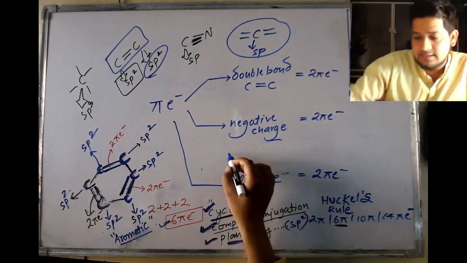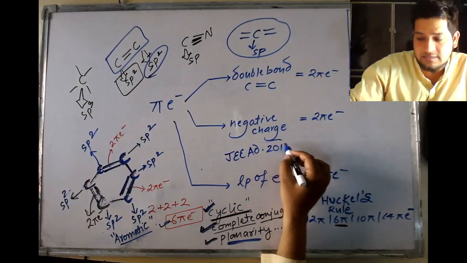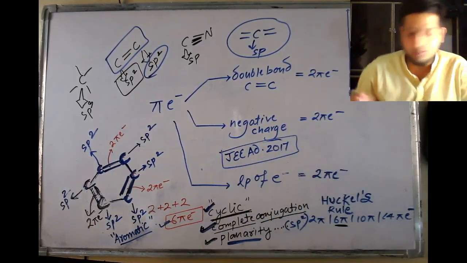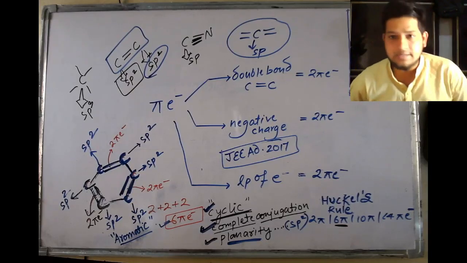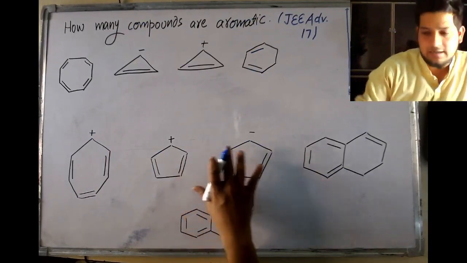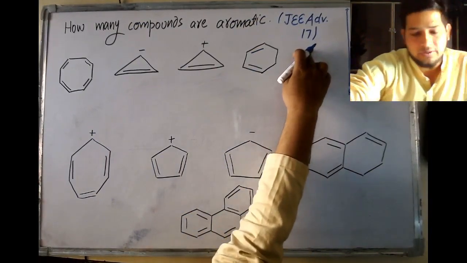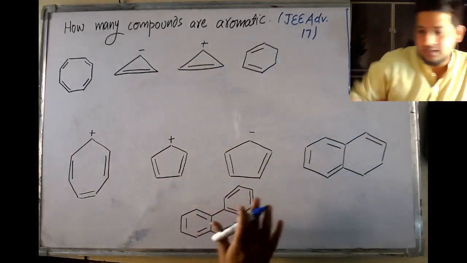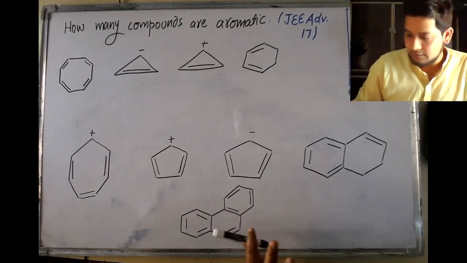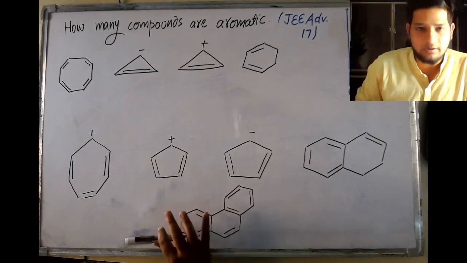Now students, let us deal with a question from the JEE Advanced 2017 exam. So with this, we will conclude our video for today's topic. So just give me a second. So students, we have this amazing question from the JEE Advanced 17. In this question, a few species are given, a few molecules are given. There are about 9 molecules and we have to judge which of the following are aromatic.